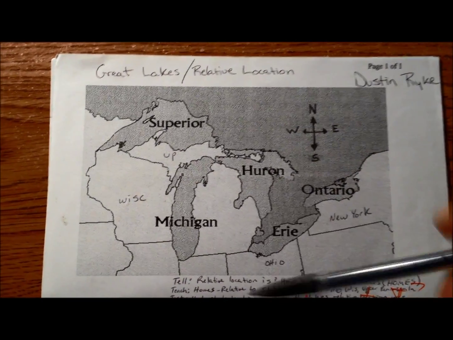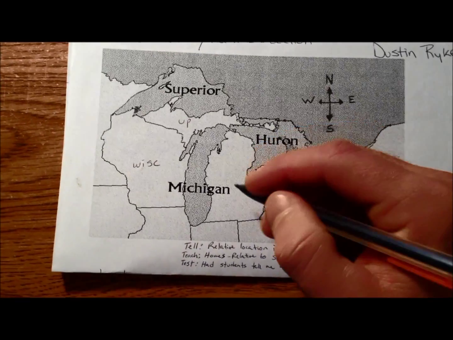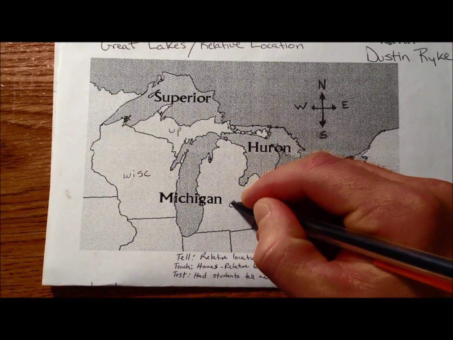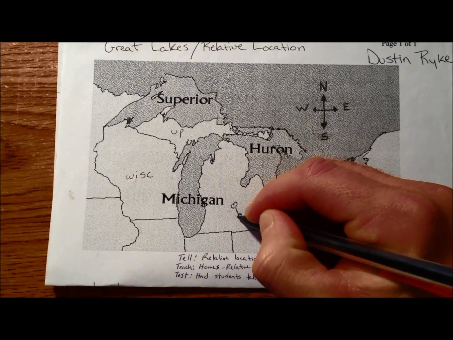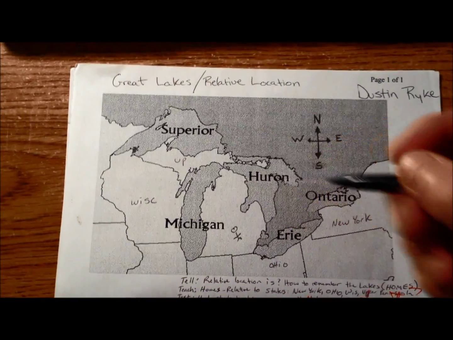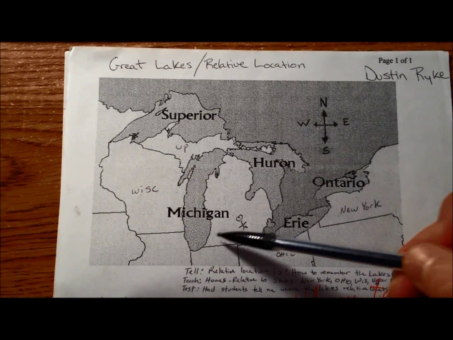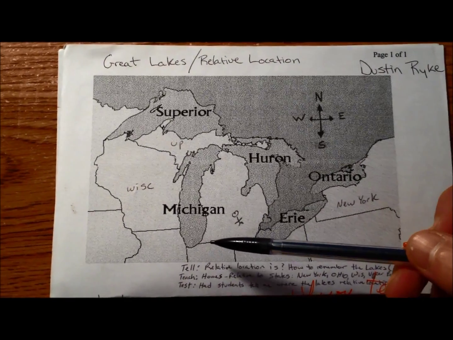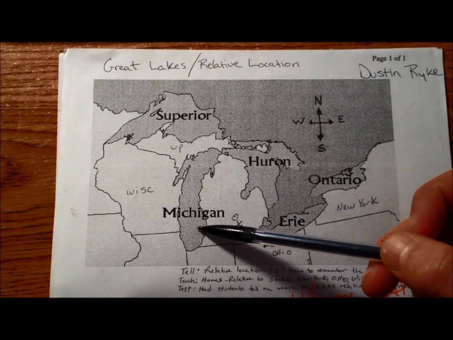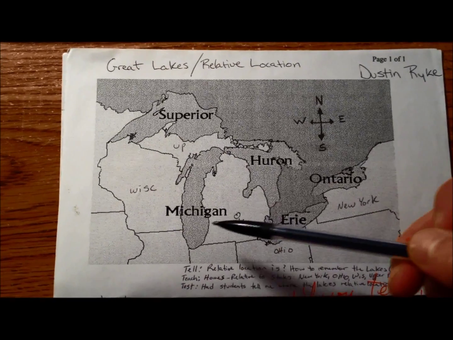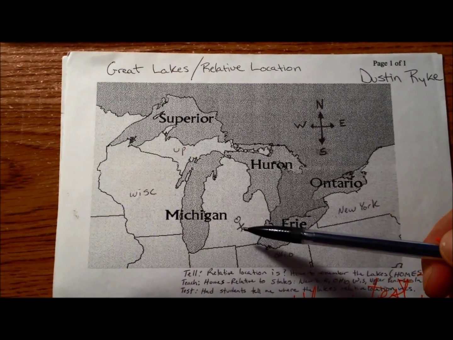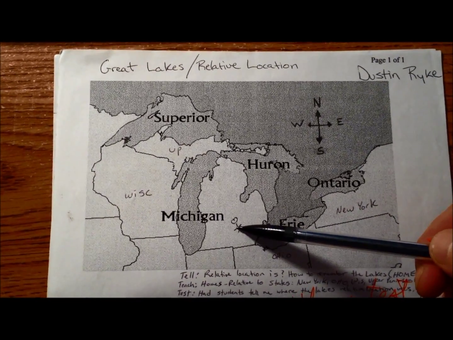And I'm going to draw a person right here. And this person right here would say that Lake Michigan is just west of their location. That would be the relative location of Lake Michigan for this person.